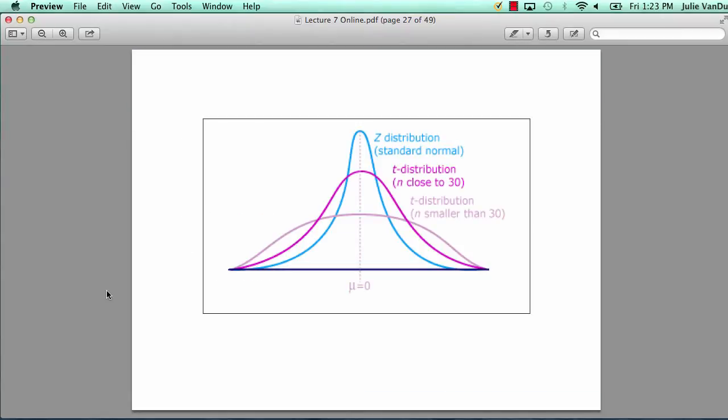Here is a visual representation of t-distributions. The z-distribution has the smallest variance, so 95% of the time, the observations are really close to the mean. The t-distribution for a sample size of less than 30 has the largest variance, so 95% of the time the observations are very far away from the mean. And the t-distribution for a sample of 30 is moderate. The variance for it is moderate. So 95% of the time the observations are somewhat close to the mean.